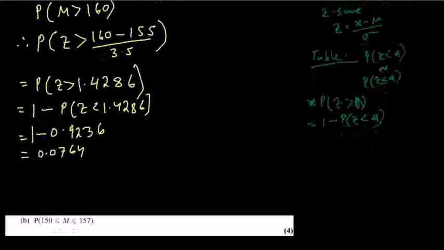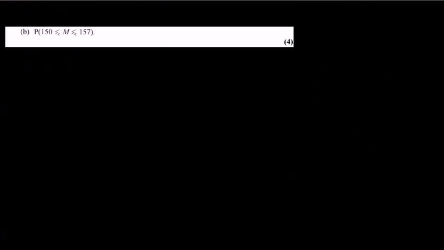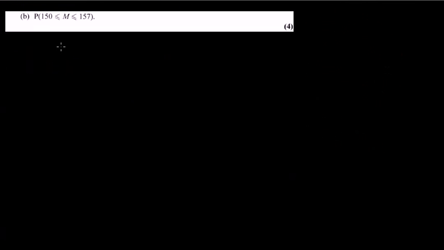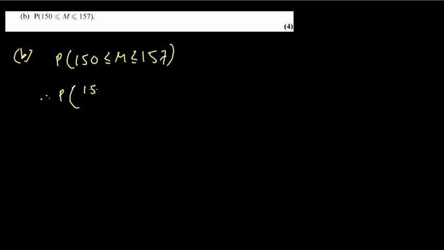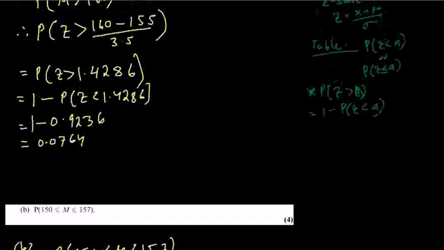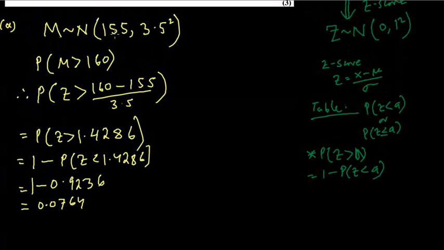Let's do the next one. So the next one is we have to find the probability in between. So let's do this. So the first question is probability is 150 and probability is 157. So z-score would be, therefore probability of it should be 150 minus, let me check the mean again. The mean is 155 and the standard deviation is 3.5. So 155. Okay.